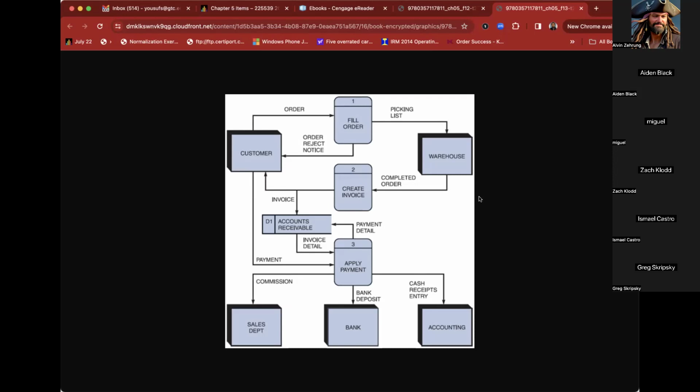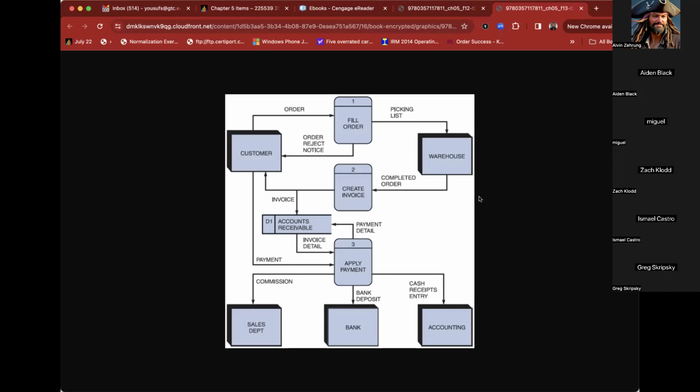Accounts receivable is a data store from where apply payment sends in the payment detail or receives the invoice details back. And then apply payment works with the sales department, different from the bank account, different from accounting. Because the sales department is only interested in commission, whereas a bank is only interested in bank deposit, and accounting is only interested in the cash receipts entry. So each external entity has different needs for the same process.